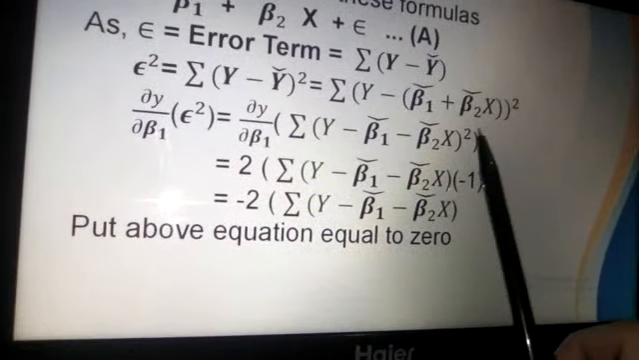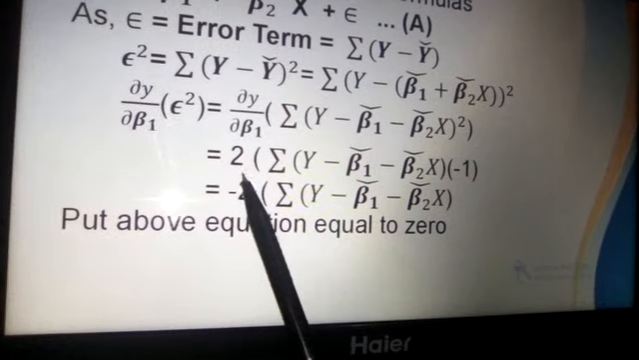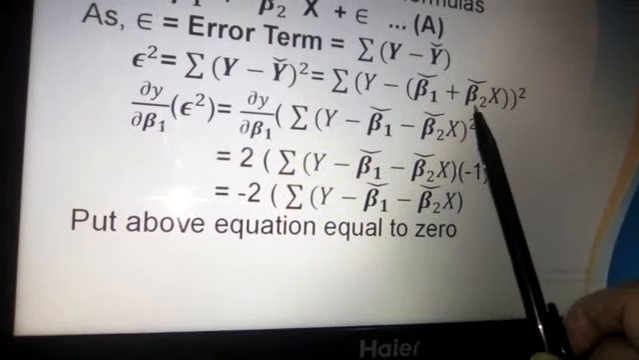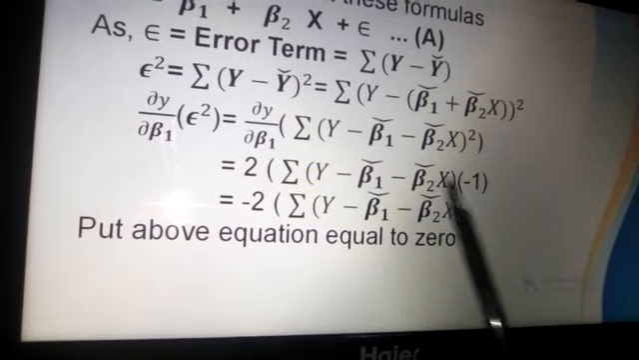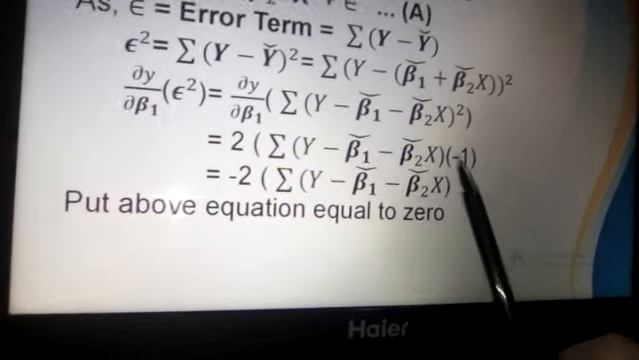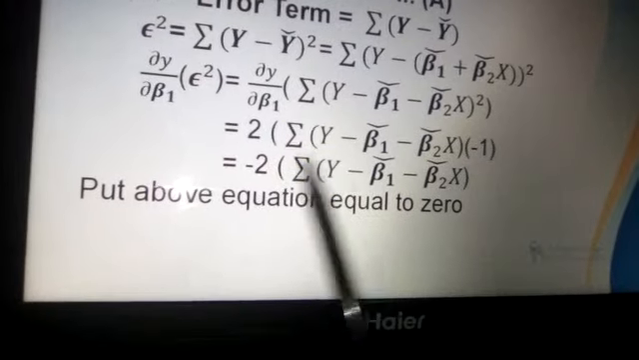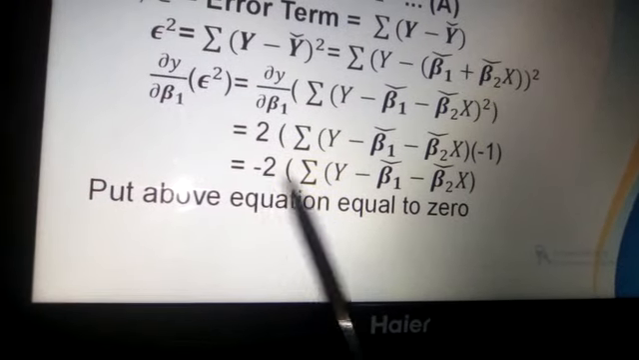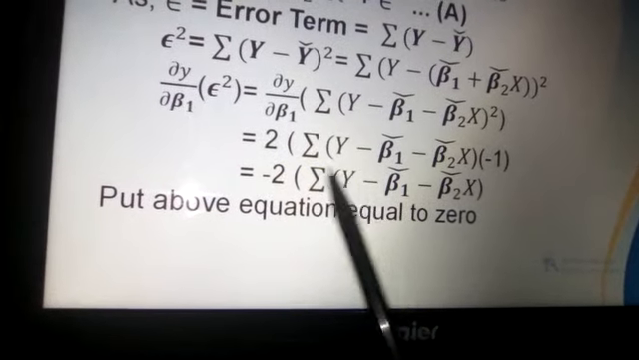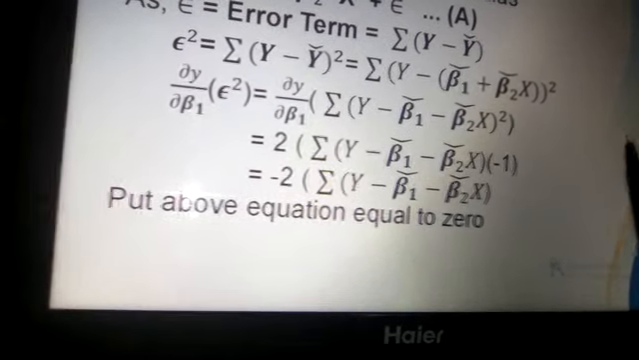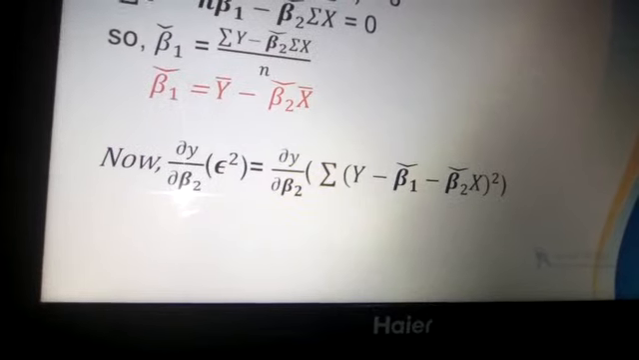So what will you do? The 2 will come at the start and remain the same, and the power will be 1. The value of beta 1 is minus 1 here, so the minus 1 will remain at the start and the rest of the values will remain the same. We will put this equation equal to 0 in order to eliminate the value of beta 1.